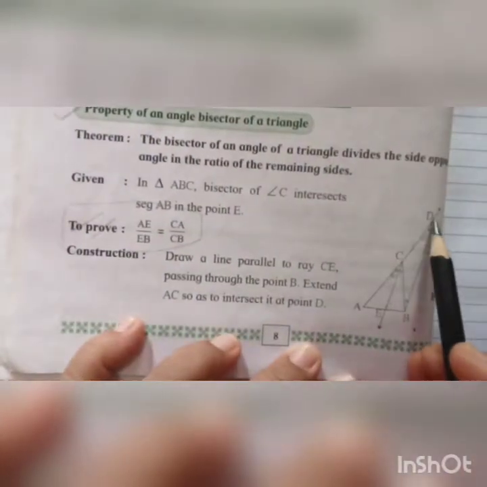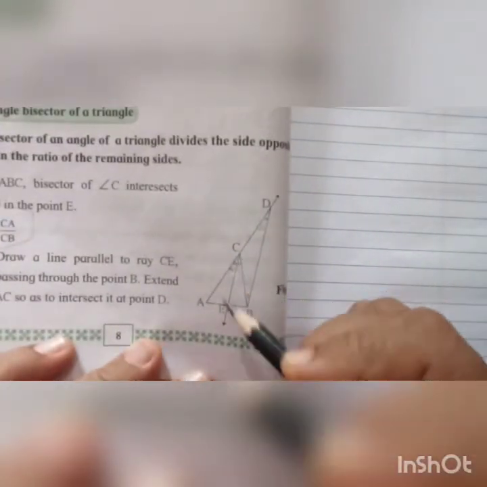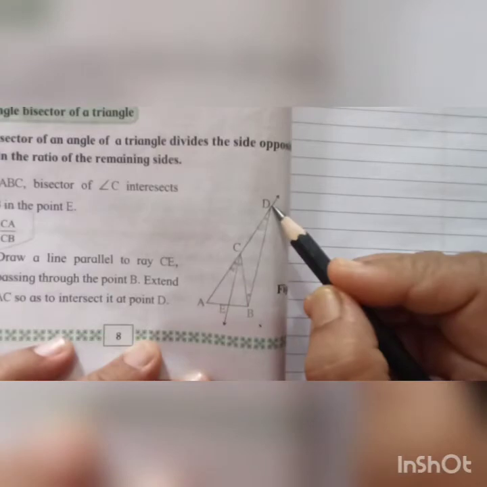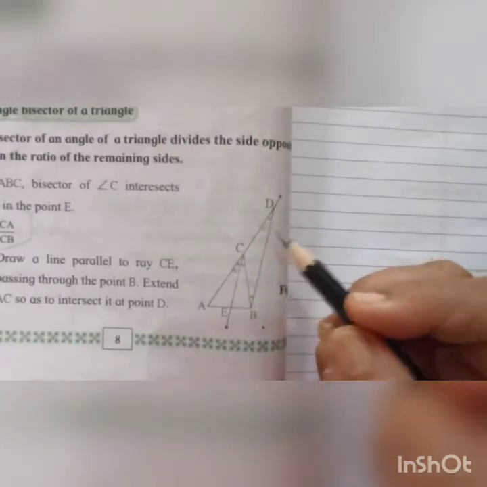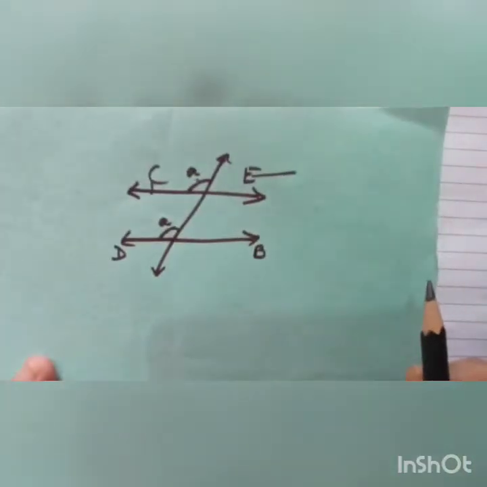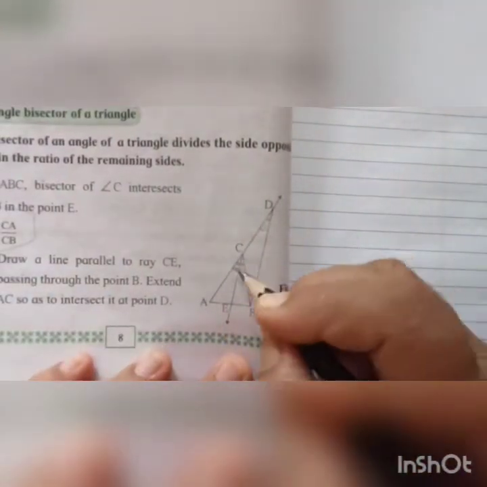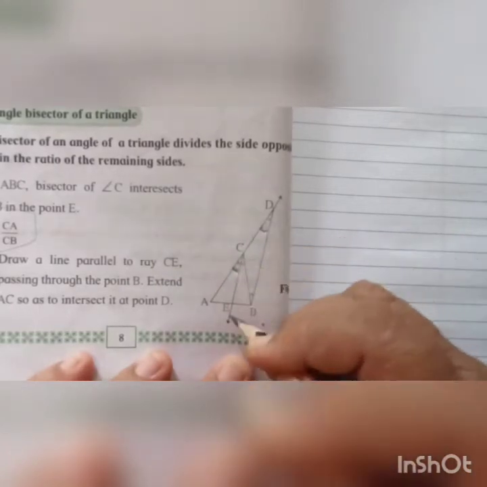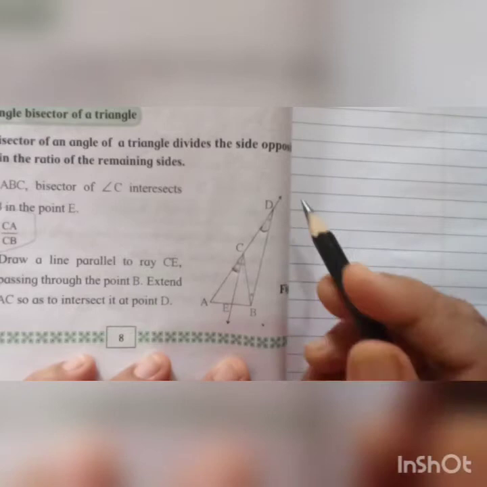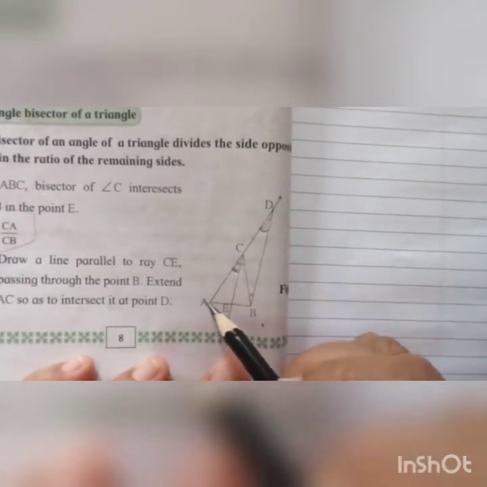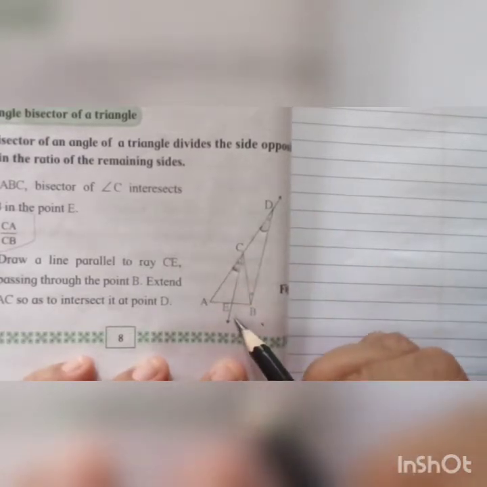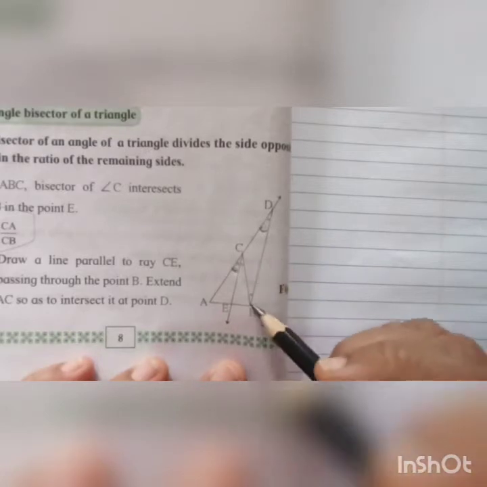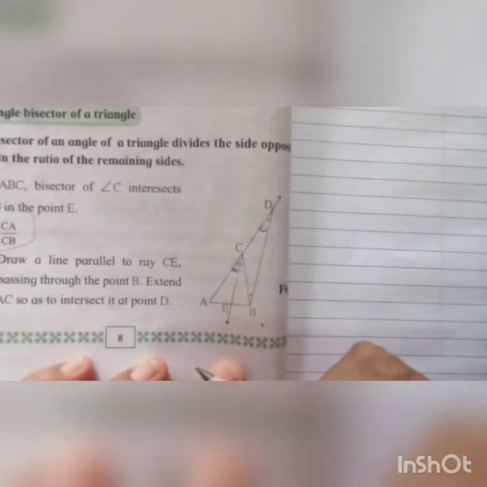CE is parallel to BD. See, for this AD is a transversal. If you compare it with this figure, AD is the transversal. So above the line, above the parallel lines, the two angles are congruent. Which angles? Angle ACE is congruent to angle BDC.